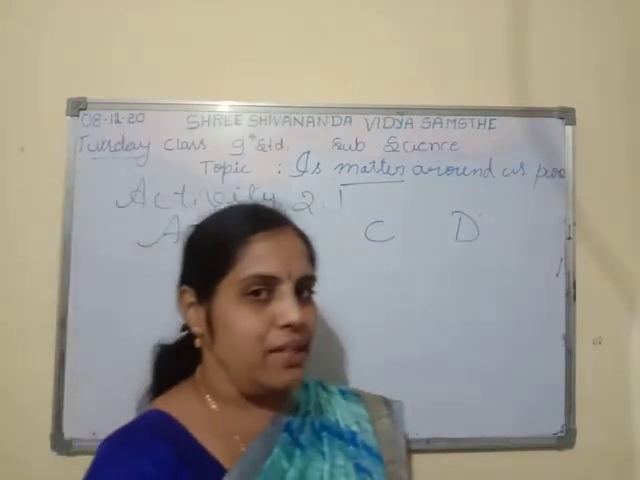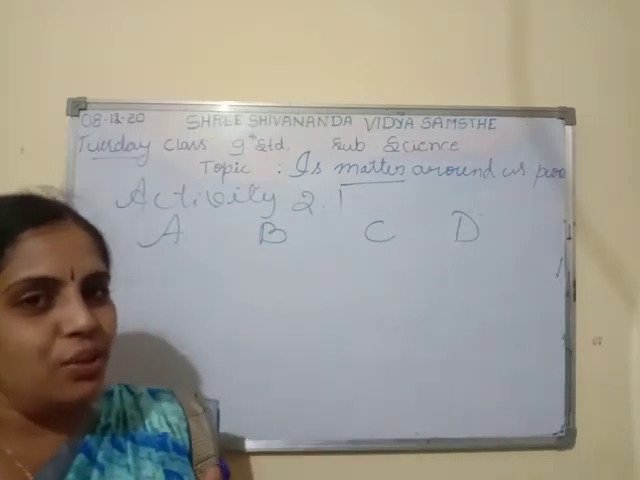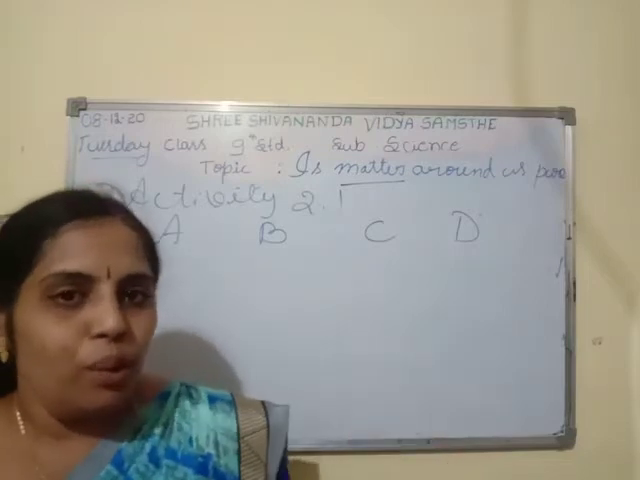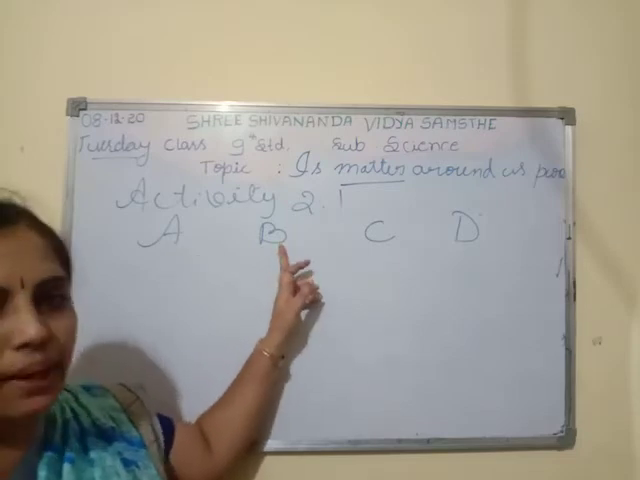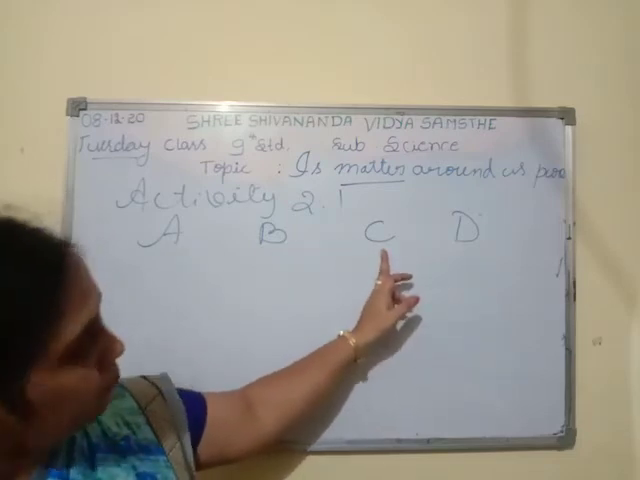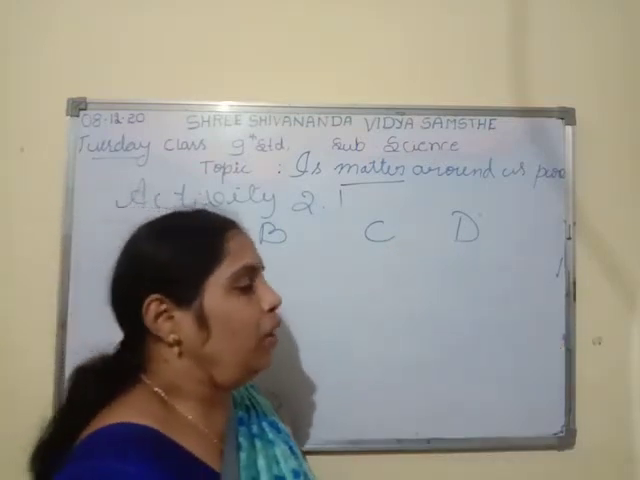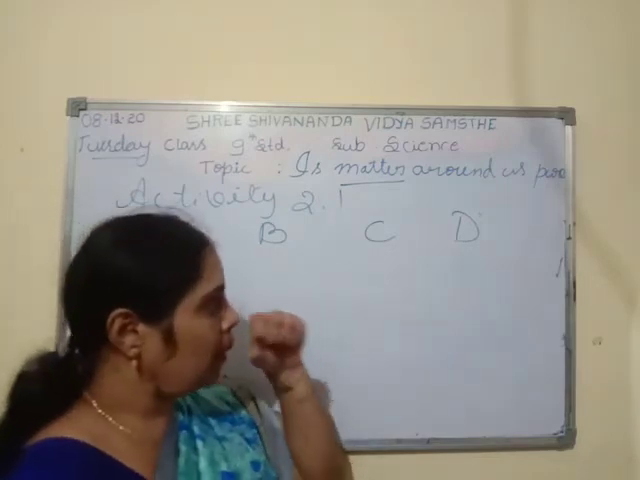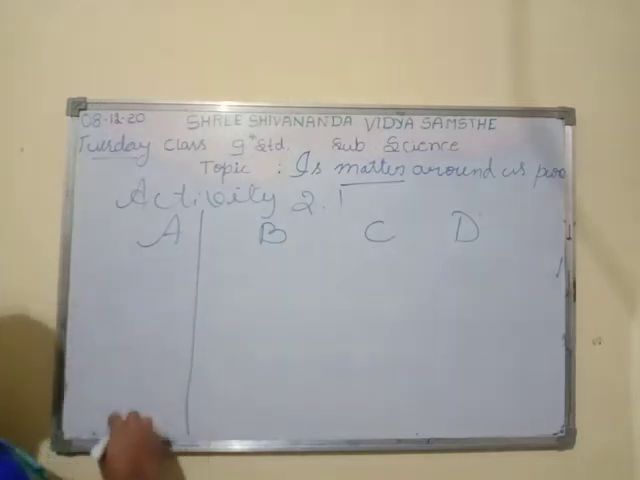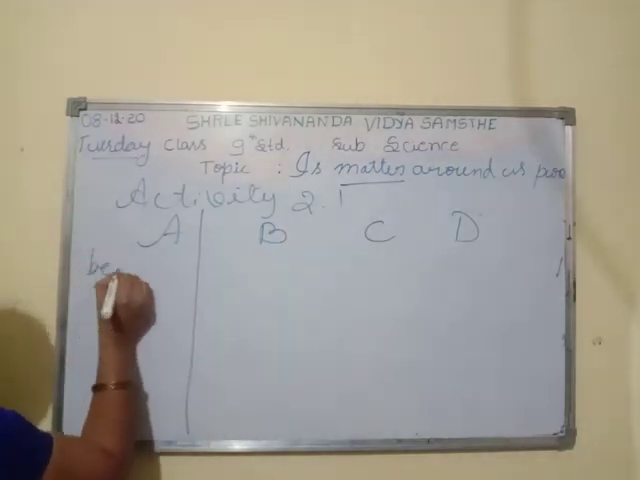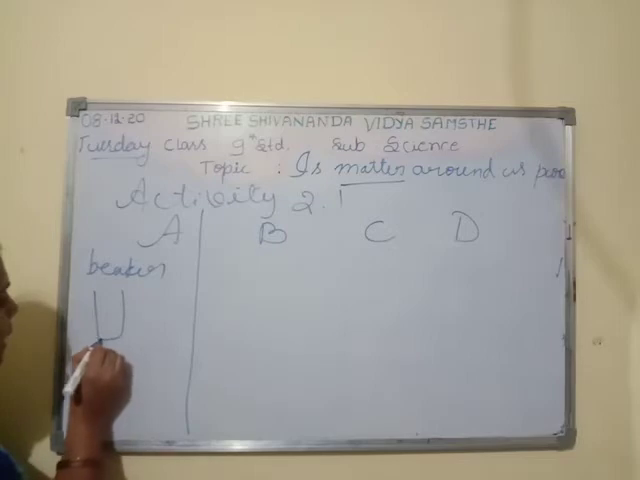How many students are you now? It is about 14 students. All these 14 students I am going to separate into 4 groups. Group 1 I am giving the name A, group 2 B, group 3 C and group D, the 4th group. Here I am going to give you some substances. For the first group I am going to give a beaker. It is a glass beaker.